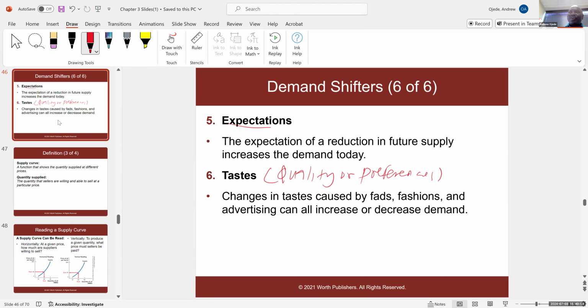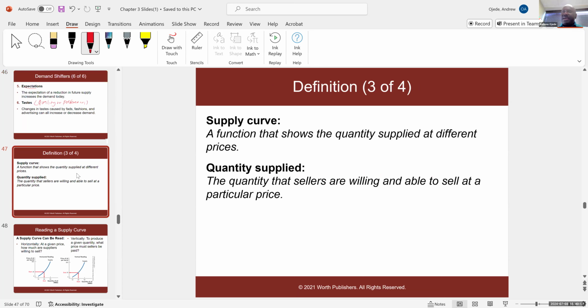So now let's go and look at the supply side of the market. When you're studying a market like the market for oil, you don't only look at the demand side. That means you're only studying halfway. You also have to look at the supply side of the market. So let's look at the supply curve. The supply curve is a function that shows the quantity supplied at different prices. The quantity supplied is the quantity that sellers are willing and able to sell at a particular price.